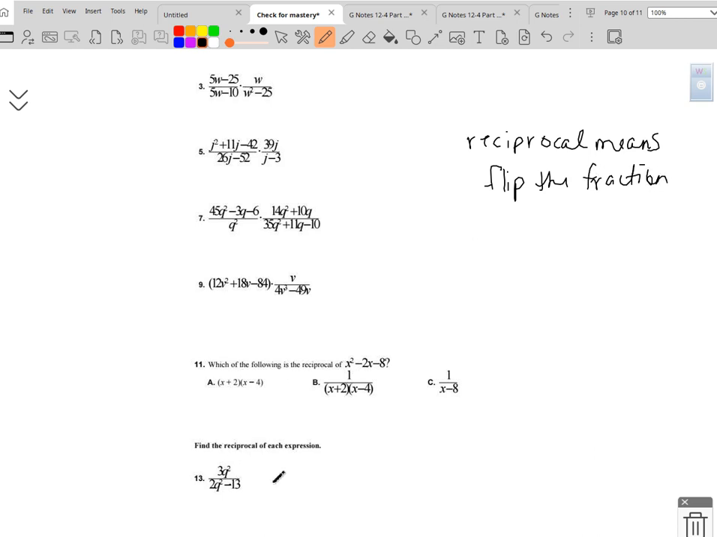So for number 13, for finding the reciprocal, the first thing we're going to do, well, we can factor first, then simplify if we want, or vice versa. It doesn't matter, but we are still going to simplify. So for the reciprocal, we flip that fraction, 2q squared minus 13 over 3q squared. There's not anything I can factor. There's a q in this term, but not in this one, so I can't take a q out of everything. So that is literally all you have to do for the reciprocal.